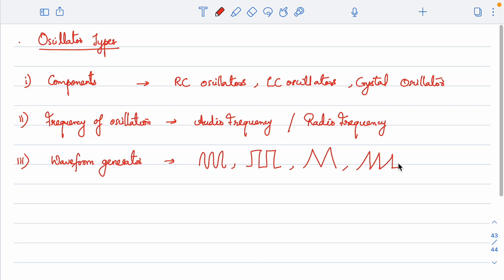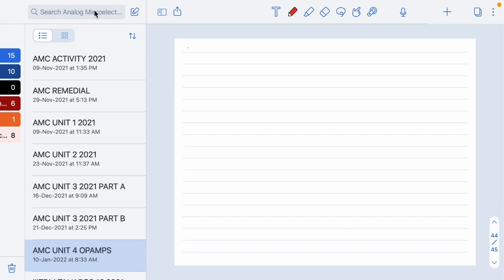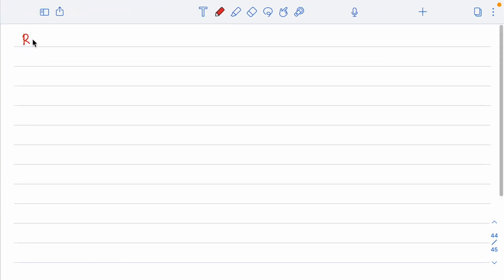Here in our class, we will study some of the RC oscillators. We definitely will look at crystal oscillators, and we'll see the basic principle of all these circuits, how they can generate oscillations based on the Barkhausen criterion we discussed. In today's class, we'll start with one RC oscillator, the RC phase shift oscillator. We'll do the complete RC phase shift oscillator today.